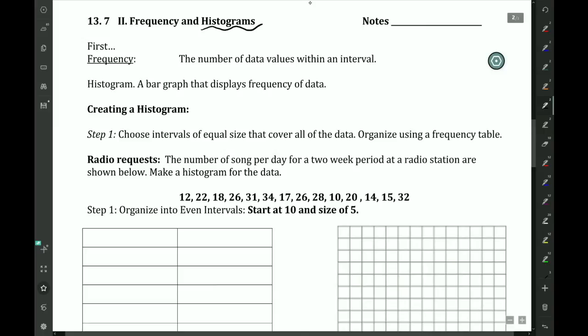Histograms, like history and graham cracker. Graham cracker. History, graham cracker. Okay, yeah, anyway.